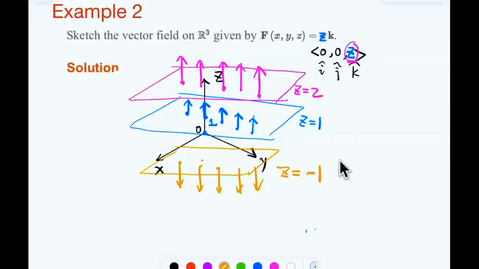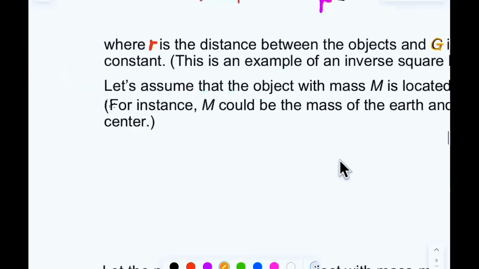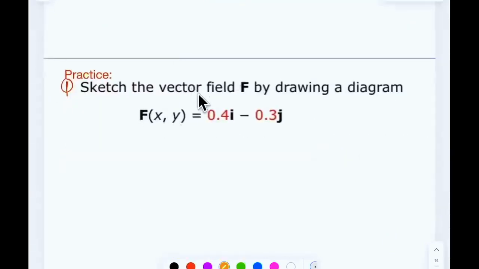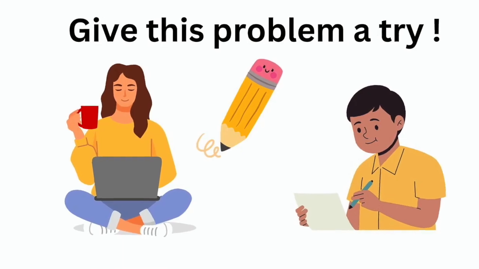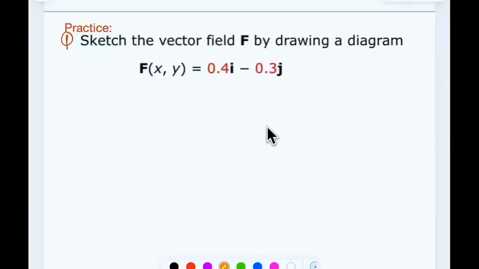Now let's look at the practice problem. Try the first practice problem. Sketch the vector field by drawing a diagram. This is the formula for the vector field. Could you guys try this? This is two-dimensional. The domain is R2, right? So the output will be in V2.